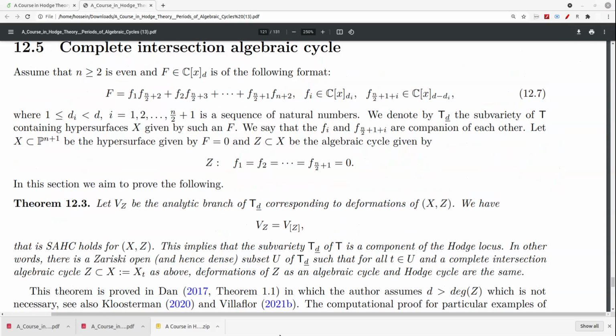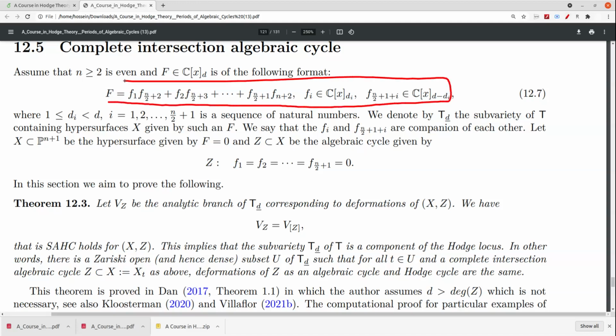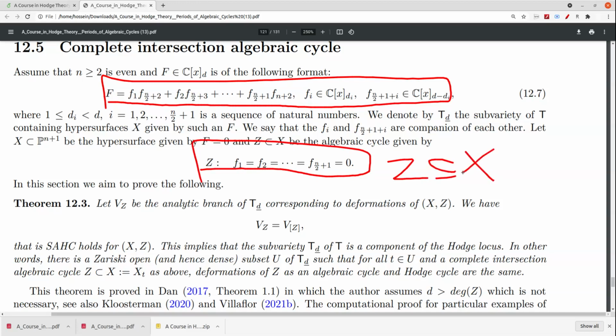In the next remaining minutes, I will introduce two classes of components for the Hodge locus. So the first one is very simple. We consider hypersurfaces given by these kinds of f's, and this has a lot of complete intersection algebraic cycles, for example, these non-algebraic cycles inside this X. So X is given by f equal to 0, the projectivization of this inside P^(n+1).